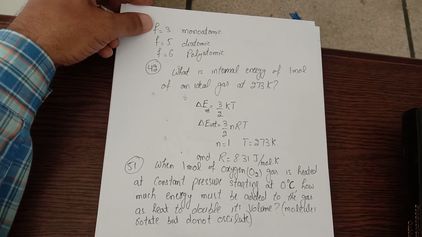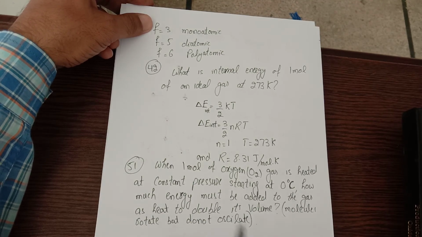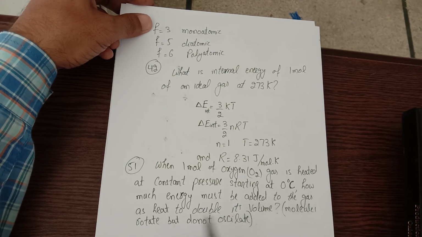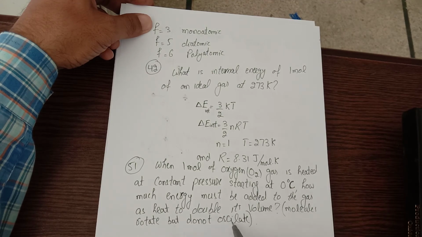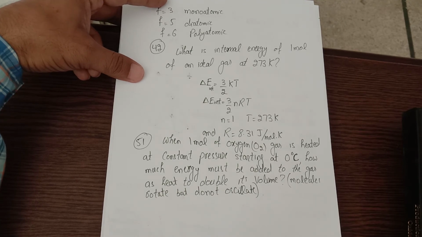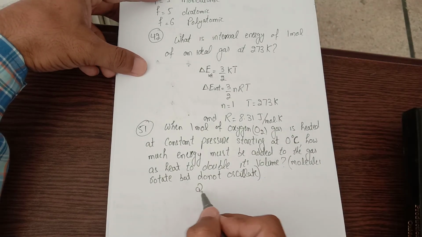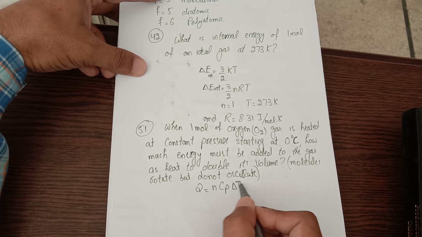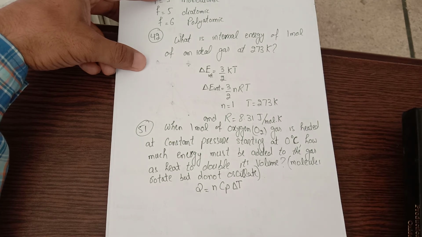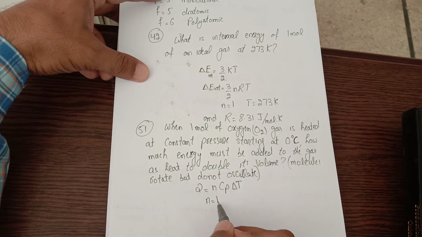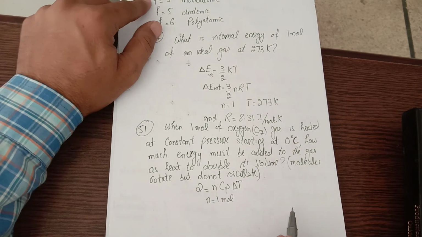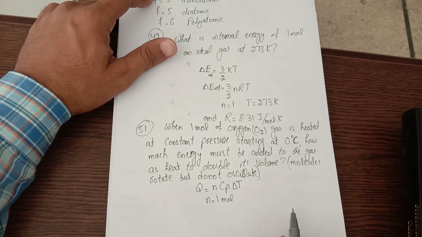Second numerical related with today's discussion is numerical number 51, which is stated as: when 1 mole of oxygen O2 gas is heated at constant pressure starting at 0 degree centigrade, how much energy must be added to the gas as heat to double its volume? And the hint is given: molecules rotate but do not oscillate. The question looks a bit tricky at the start, as we know that Q is equal to nCp delta T, and right now we only know that n is equal to 1 mole in this case. We do not know Cp, and we would calculate delta T.